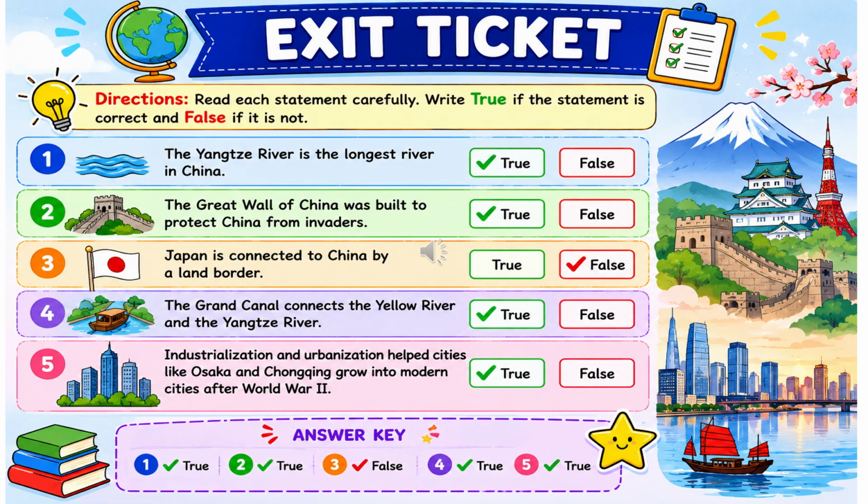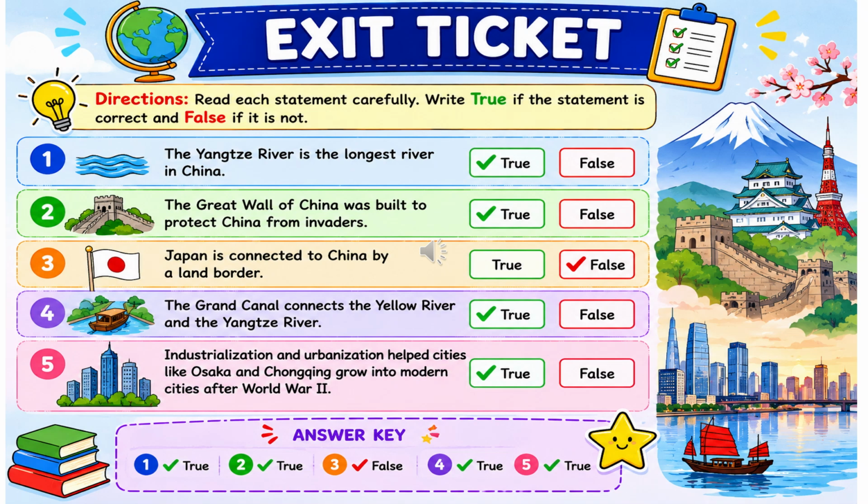Now here, it is a quick review to help us check how well we understood today's lesson. So I will read each statement one by one before looking at the answer. I want you to decide whether the statement is true or false. If you are watching this video at home, you can pause the video and write down your answers first, or you can tell them to yourself. Then we will check them together.